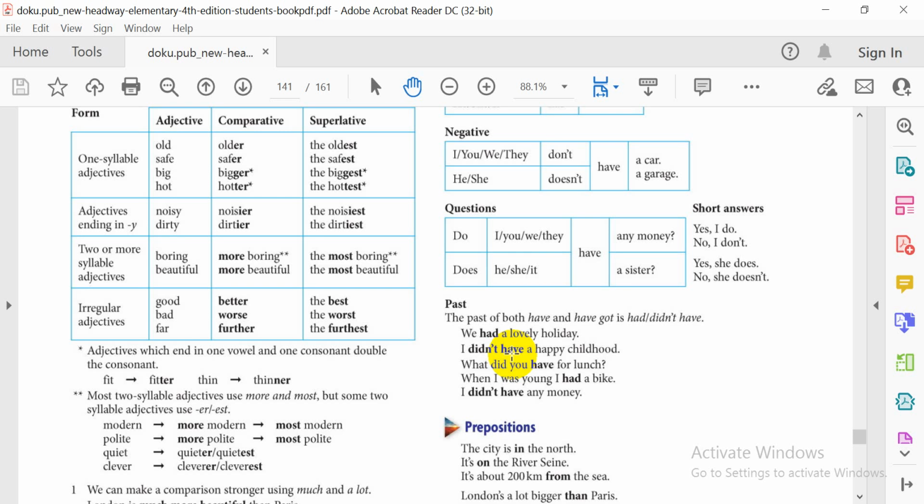When you make the past tense, when it has had, you must change it to didn't have.